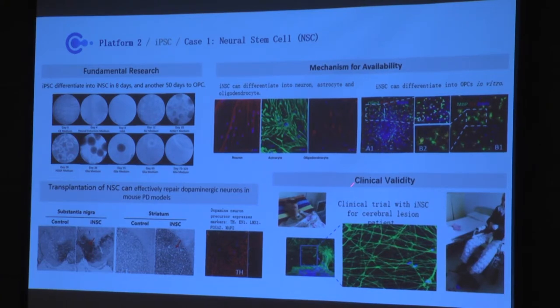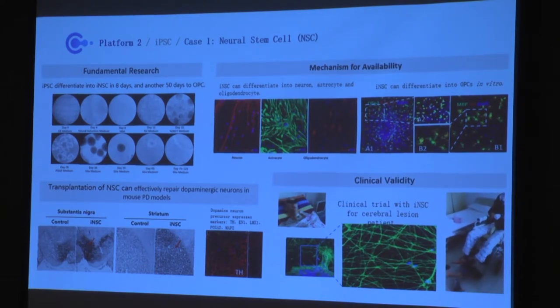And there's one patient we treated with this neural stem cell derived from iPS. This patient had a brain injury and had very high muscle tension. They could not move, and although the eyes were open, they could not communicate. Afterwards, we took the skin to get iPS, differentiated into neural stem cell, and injected it by lumbar injection. Afterwards, the patient's tension went to normal and they could start to communicate.